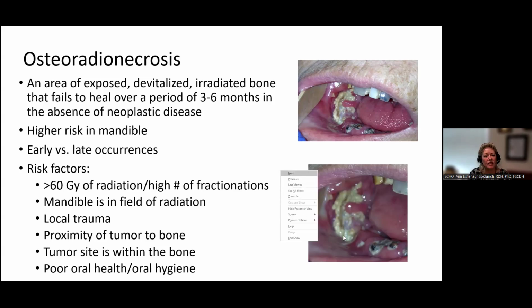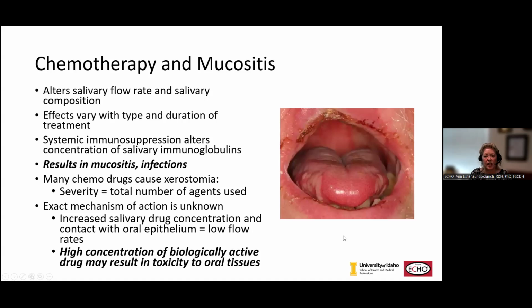Okay, so closely tied to radiation is chemotherapy, another treatment for many head and neck cancers, especially those that are HPV positive cancers, which are treated with both radiation and chemotherapy. But we know chemotherapy is used for all types of cancers, and it is notoriously linked to mucositis. We know chemotherapy can also damage salivary glands, and we know that it alters flow rate as well as composition of the saliva.